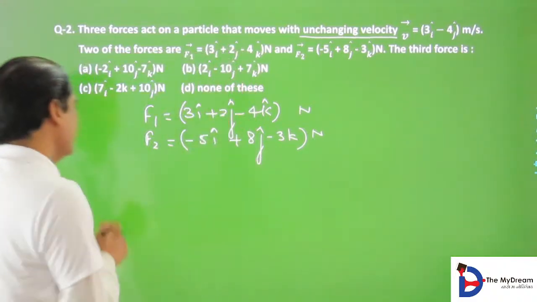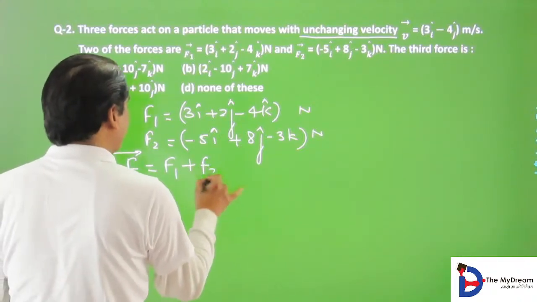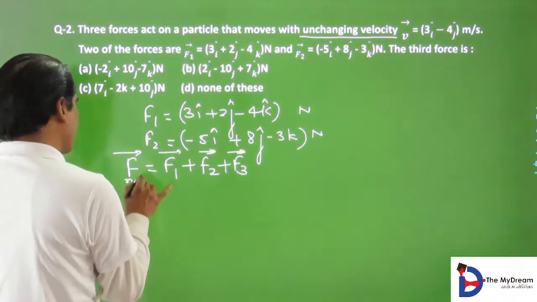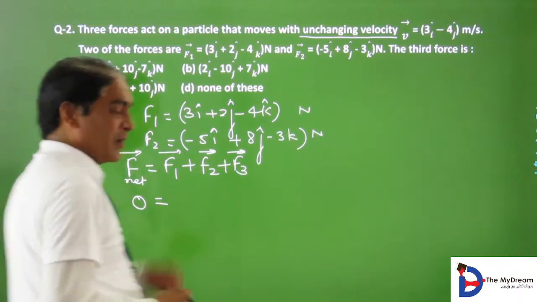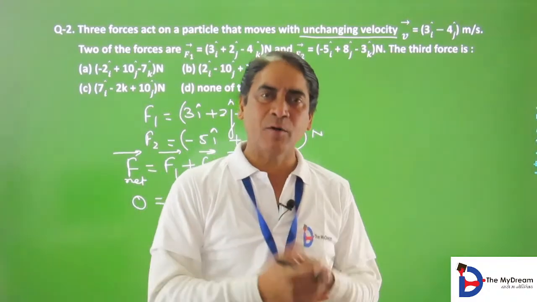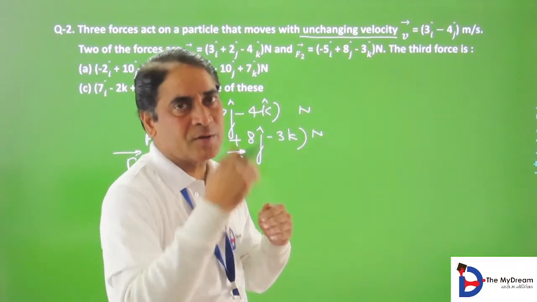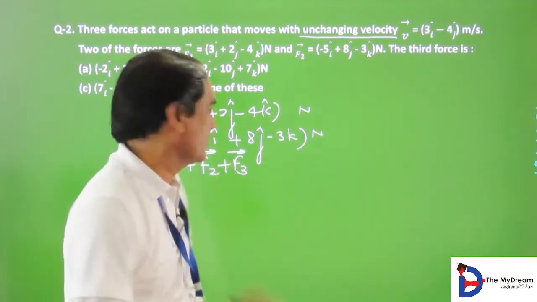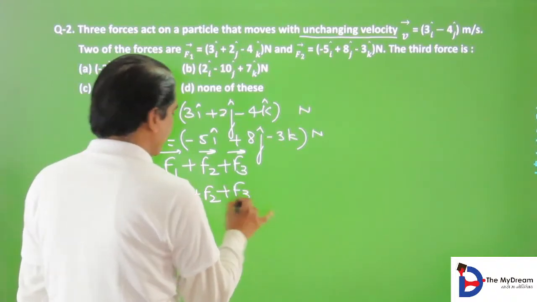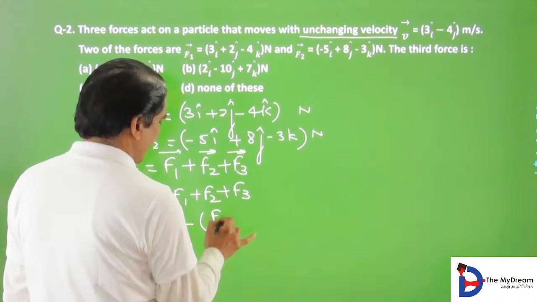So you know, F is equal to F1 vector plus F2 vector plus F3 vector, and the net force is 0. Why? Because the object over which the three forces are acting has uniform velocity. So the acceleration will become 0. So you can write F1 plus F2 plus F3 equals 0. So F3 is equal to minus of F1 plus F2.